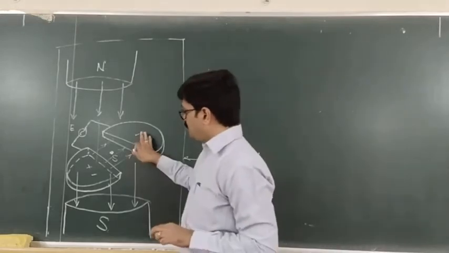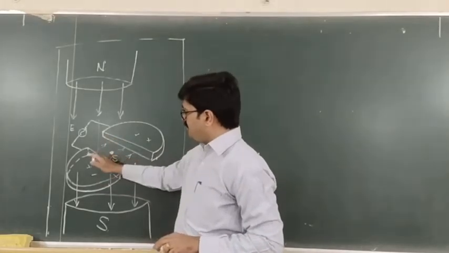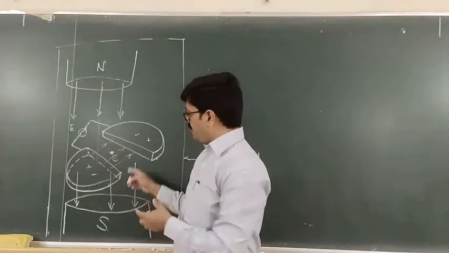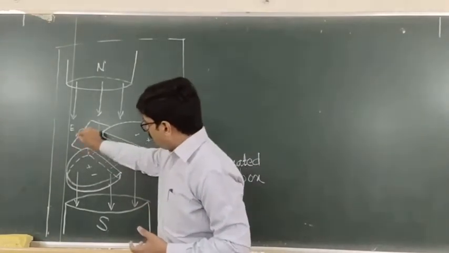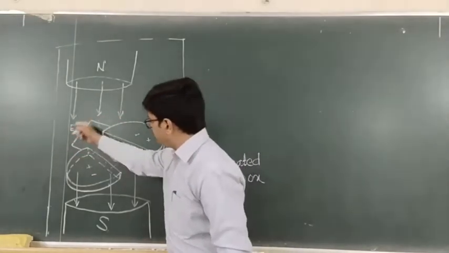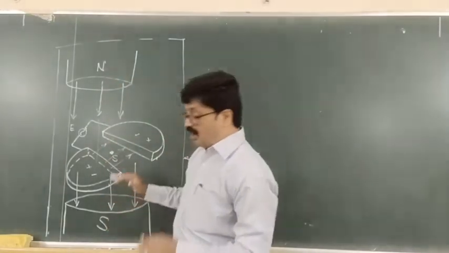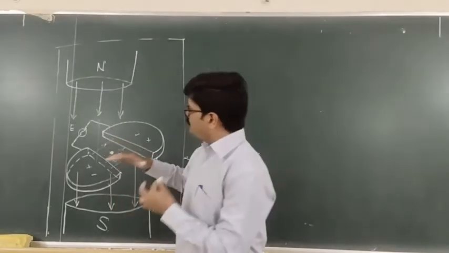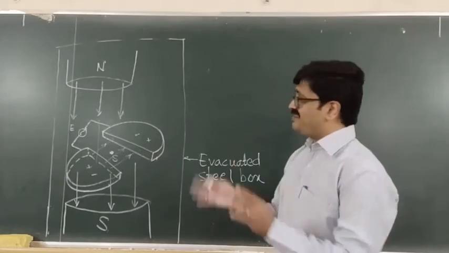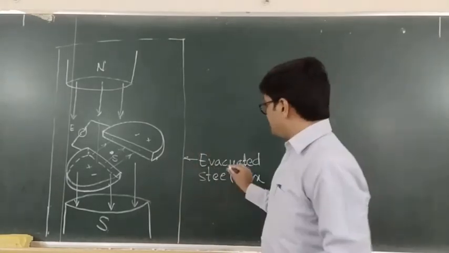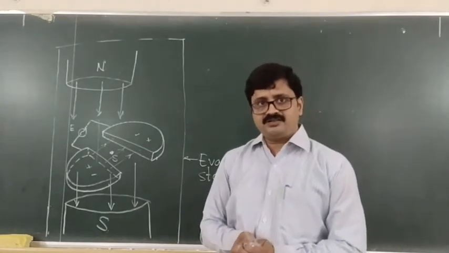So here we have two D's which are placed such that their long edges are parallel to each other, and they are placed at a small distance apart. An alternating source of electric field is connected to these two D's, and this entire assembly is placed within a uniform magnetic field like this. And this entire assembly is placed inside an evacuated steel box. So this is the construction of a cyclotron. I hope it is clear to you.